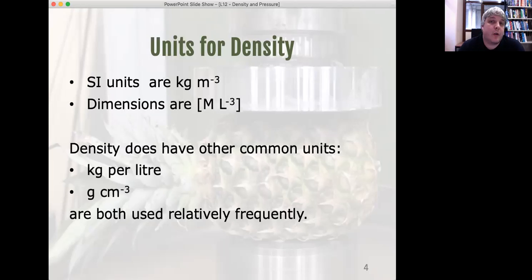SI units are therefore going to be mass over volume, so kilograms per cubic meter. Dimensions ML to the negative 3. But density does actually have some other common units. SI units are obviously the default, the standard that we all need to learn, but it is quite common to see kilograms per litre, litre being the volume in that case, or grams per centimetre cubed. They are both relatively frequently used, so do be familiar with them. Again, coming back to unit conversions, you want to remember how we did unit conversions and make sure that you're still on top of that because there will be some questions around that.